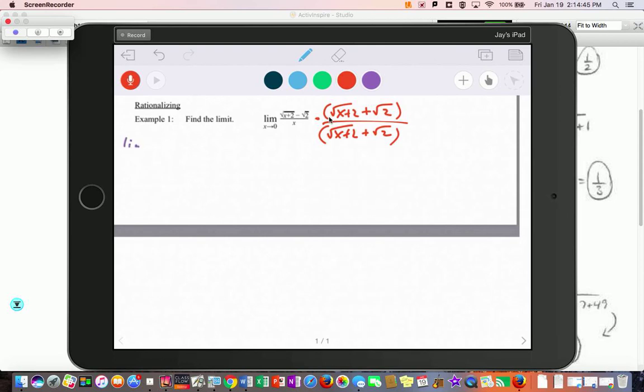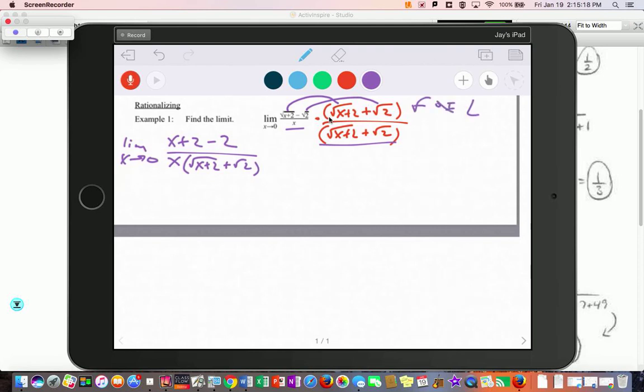So this is the limit as x goes to 0. Now when I take this square root times that square root, I just get x plus 2. When I take negative root 2 times root 2, I get negative 2. And on the bottom, I'm just going to do the square root of x plus 2. I'm going to just do this x times now this stuff. I'm just going to write them next to each other. Now up here, when you talk about foiling, I didn't have to do the FOIL because they're conjugates, so don't worry about the O and the I. So the 2's will go away.